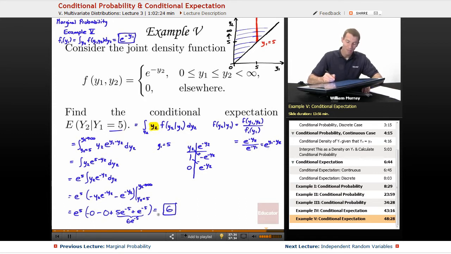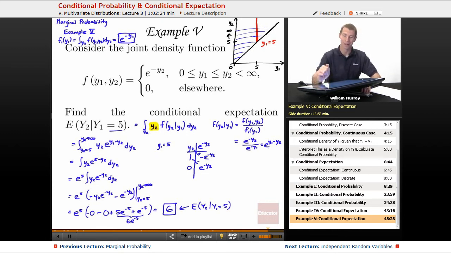That's my expected value of y2 given that y1 is equal to 5. So that's what I just calculated. The expected value of y2 given that y1 is equal to 5. If somebody tells me that y1 is equal to 5, that's going to be my guess for what y2 is.